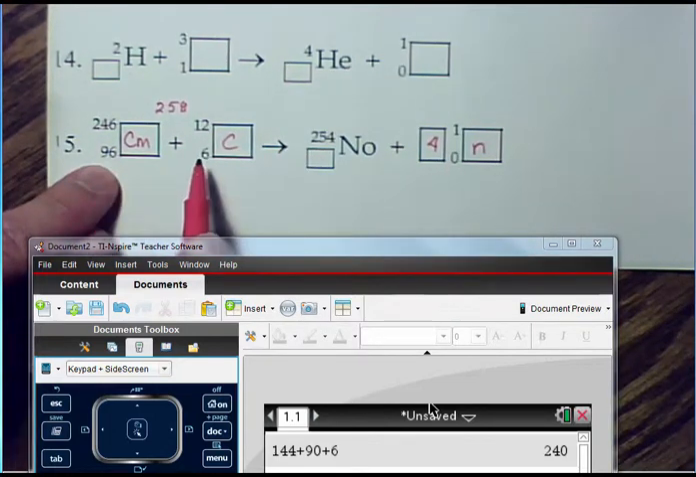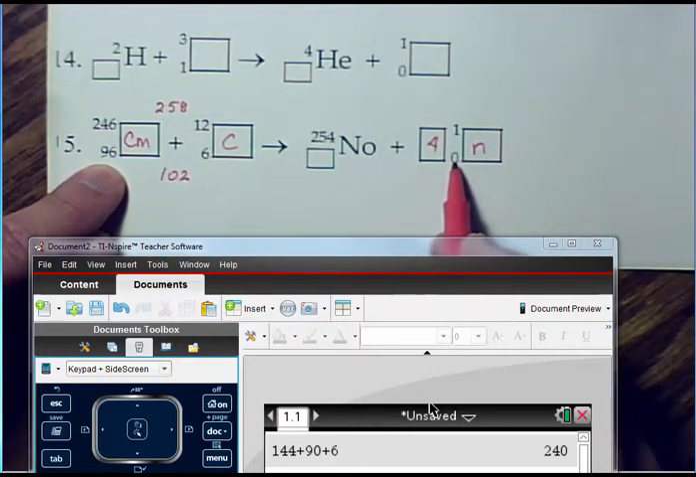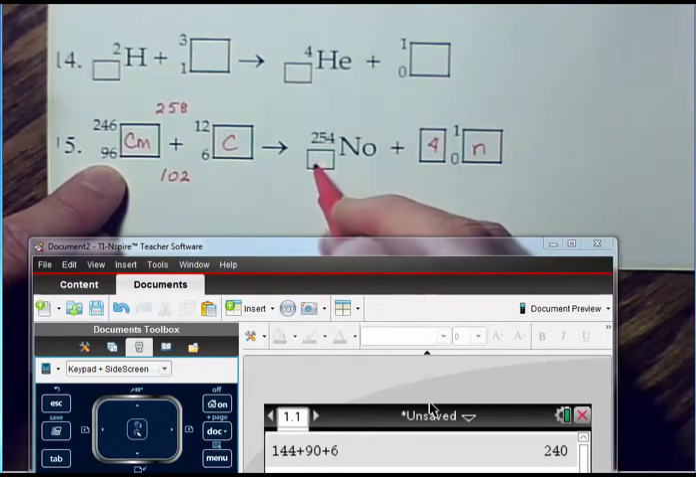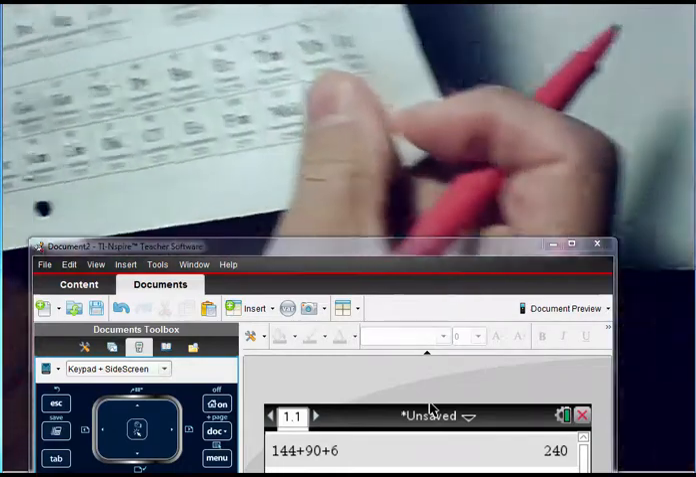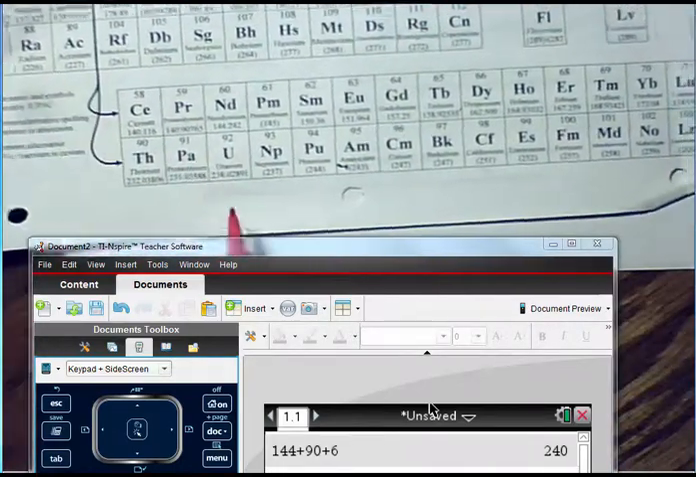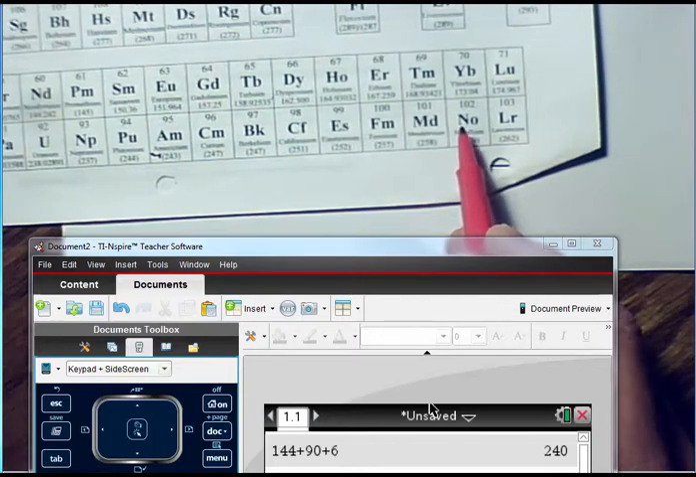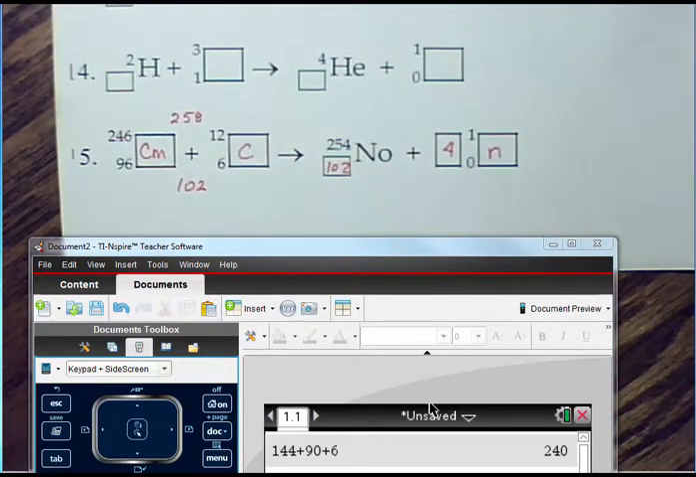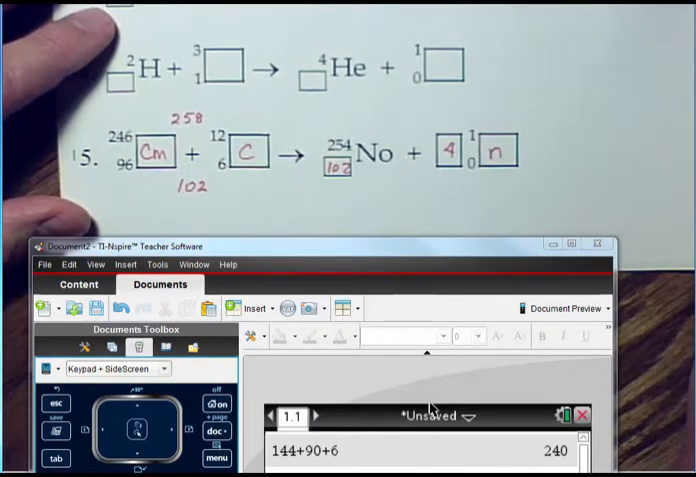Okay, over here I've got 96 and 6. That adds up to a total of 102. Okay, and that's a 0. So what number goes here? Well, guess what? I could have looked it up because nobelium, No, has a number of 102. So it worked out. You know it's right. Okay? And so that's how you do it, guys. All right? Don't make it harder than it is. It really isn't that hard.